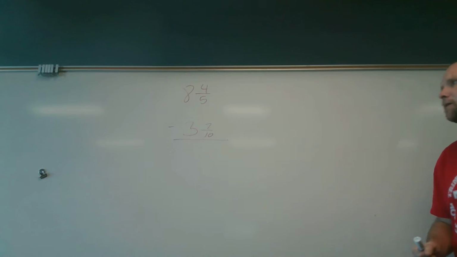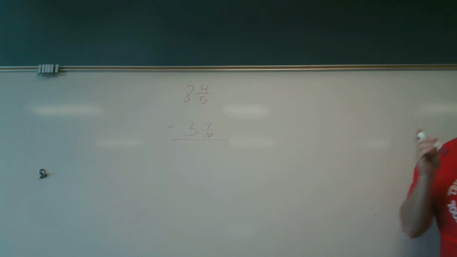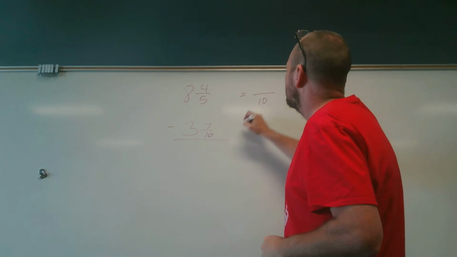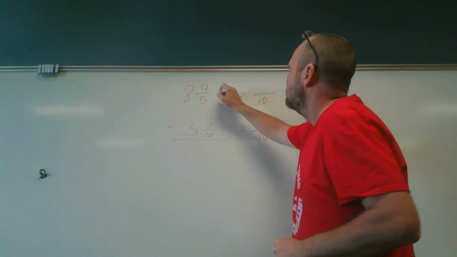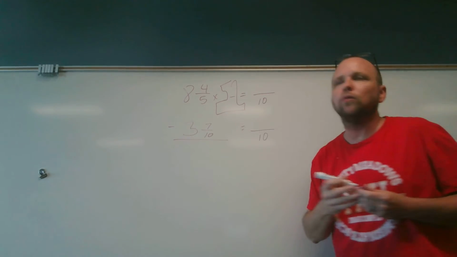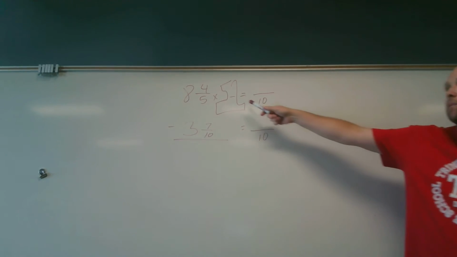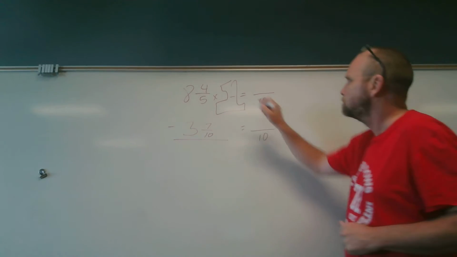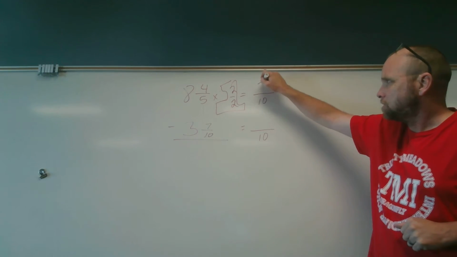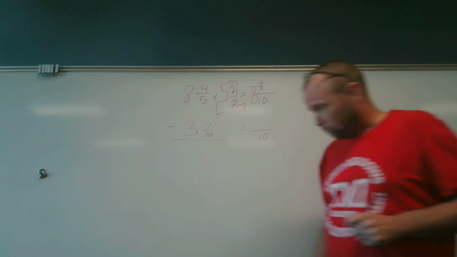Good, we have to find the common denominator. What do you think that's going to be, Alexis? 10. Awesome. So I need to change the fraction so it's over 10. So I need to multiply just the fraction by a fraction that equals 1. And let's call on Brooklyn. What would I multiply by here? 2 over 2. And what does this equal? 8. So I have 8 and 8/10.